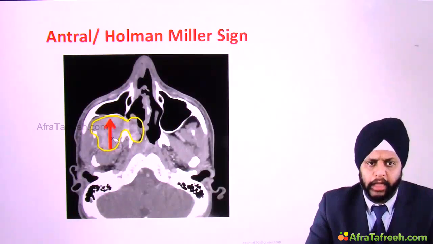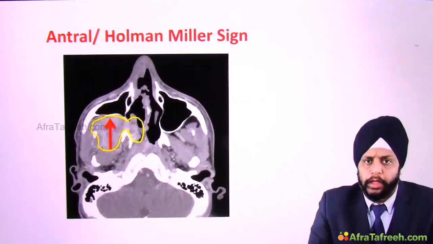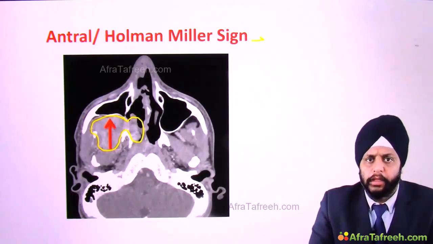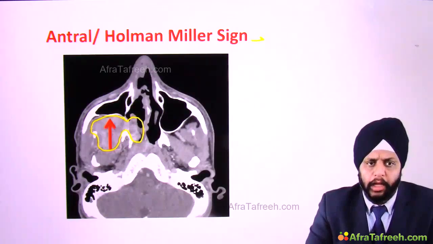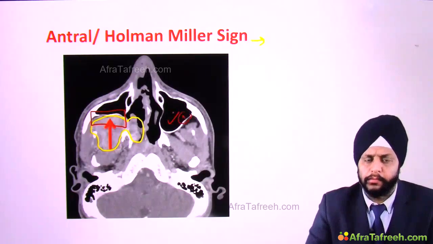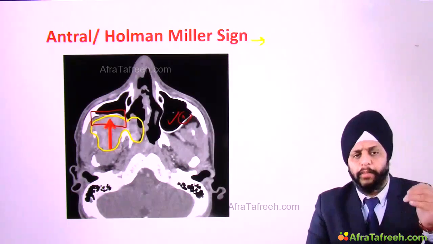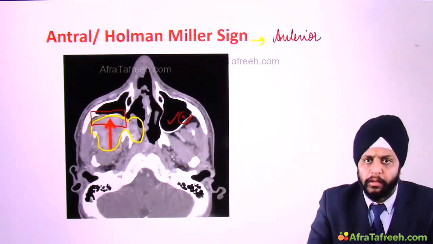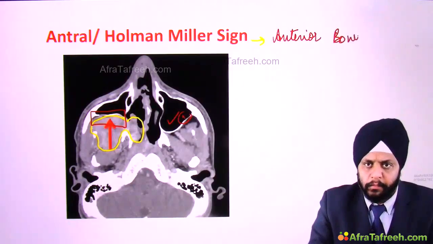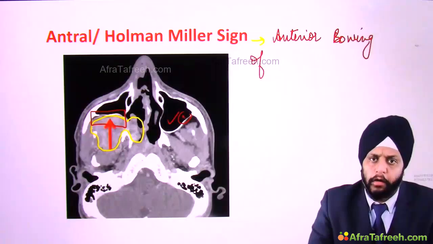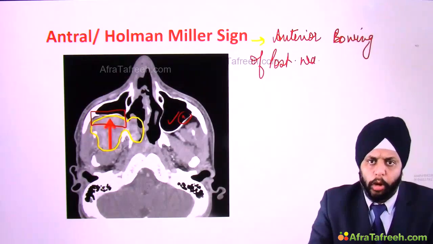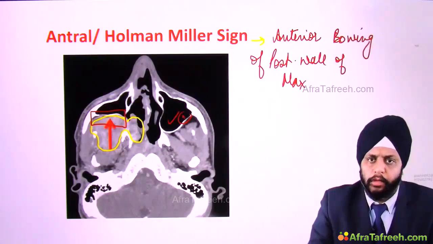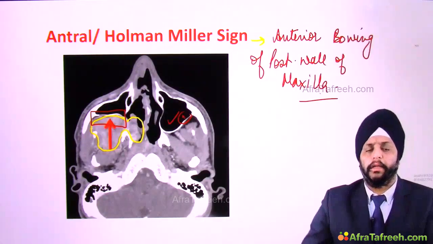So what is the antral sign or Holman-Miller sign? The posterior wall of maxilla. You see, this posterior wall of maxilla is pushed anteriorly. You can see over here, compare this with this side. That's the normal side. So the posterior wall of maxilla is pushed anteriorly. We also call it anterior bowing. Anterior bowing of the posterior wall of maxilla is known as the antral sign or Holman-Miller sign.